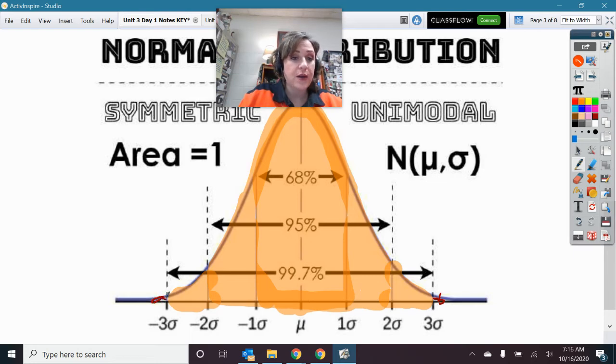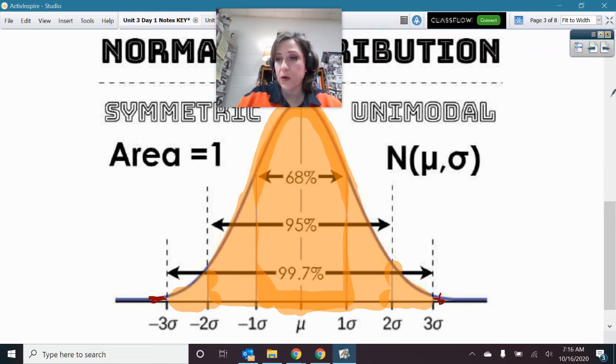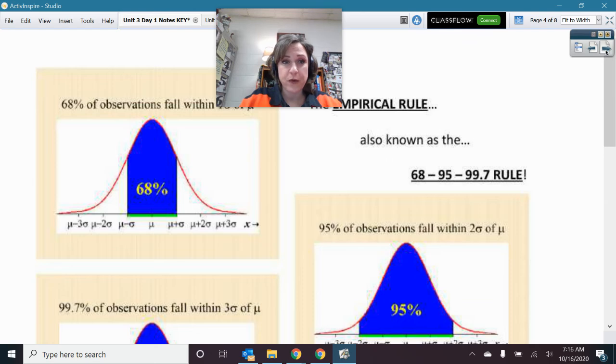So this is just the way, oh my gosh, extreme outliers, extreme past 3 standard deviations out. Okay, so let's move forward.